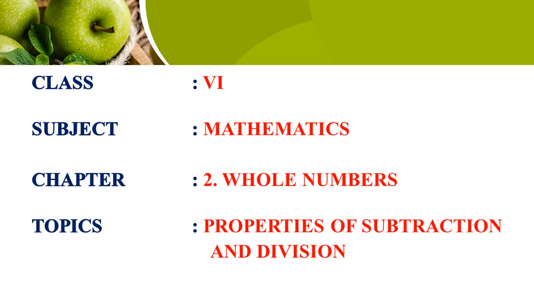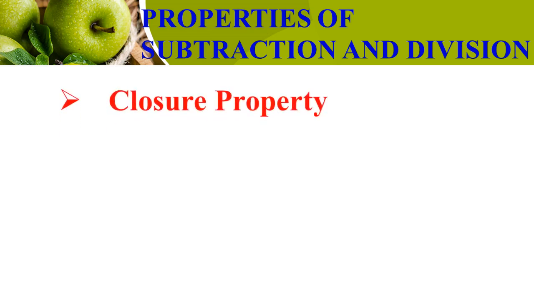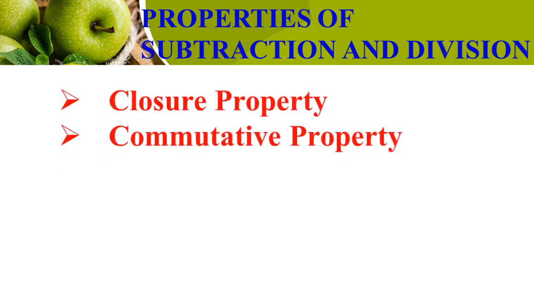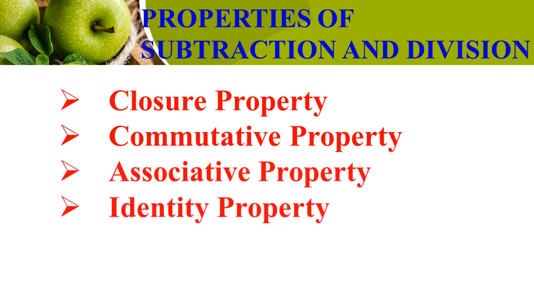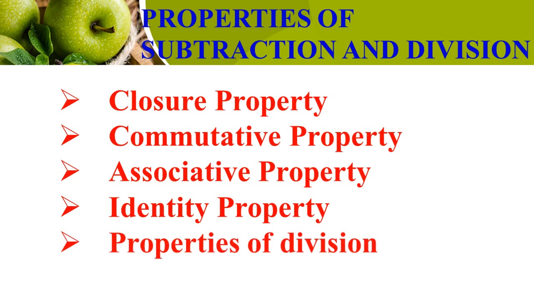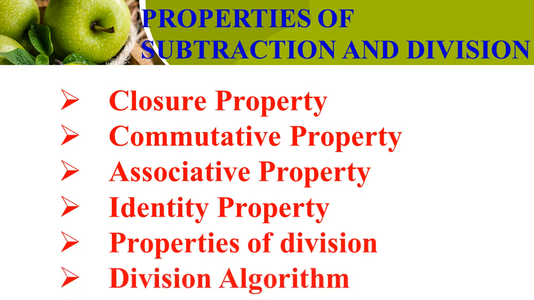Now we are going to learn mathematics, chapter: whole numbers. Topics: properties of subtraction and division. The topics covered are closure property, commutative property, associative property, identity property, properties of division, and the division algorithm.